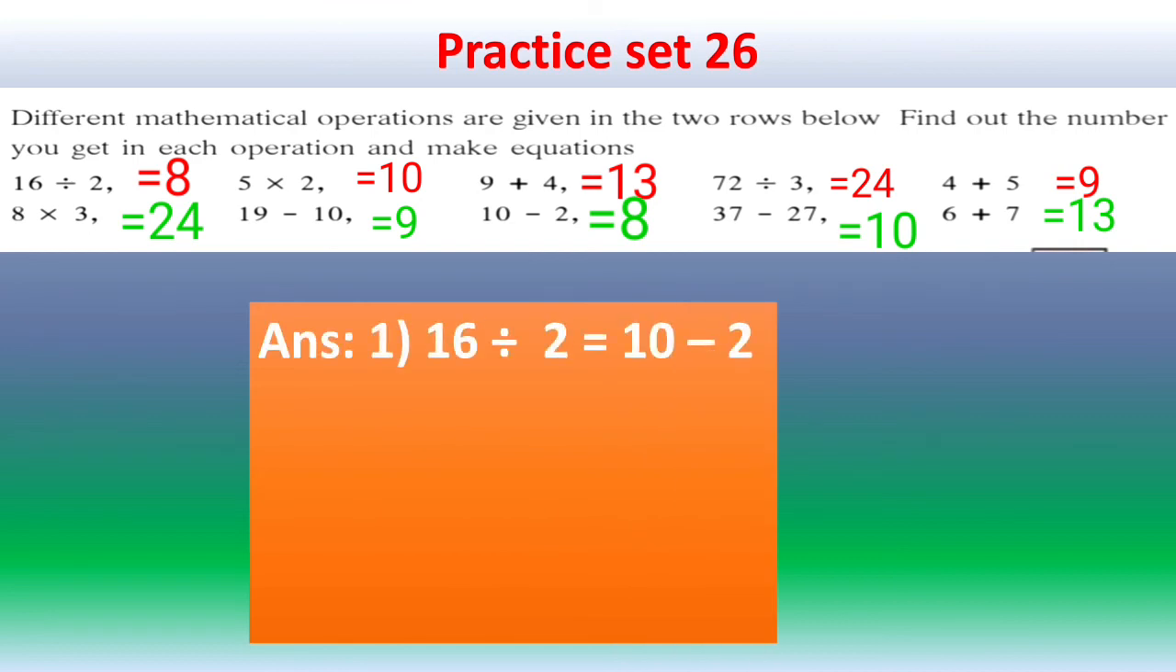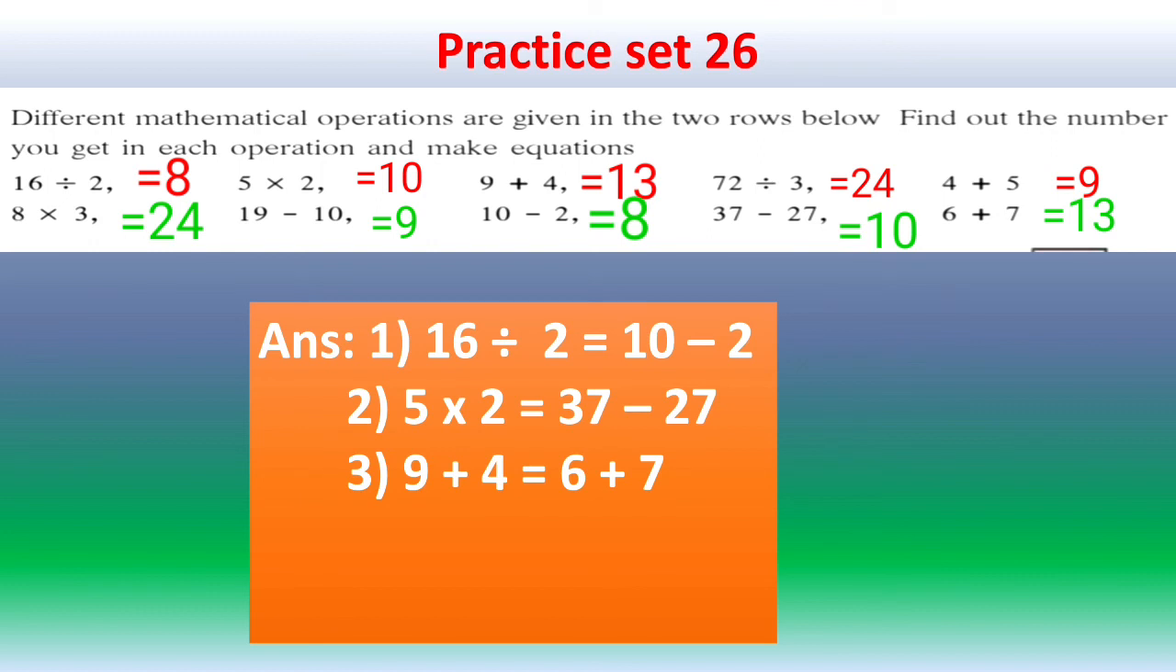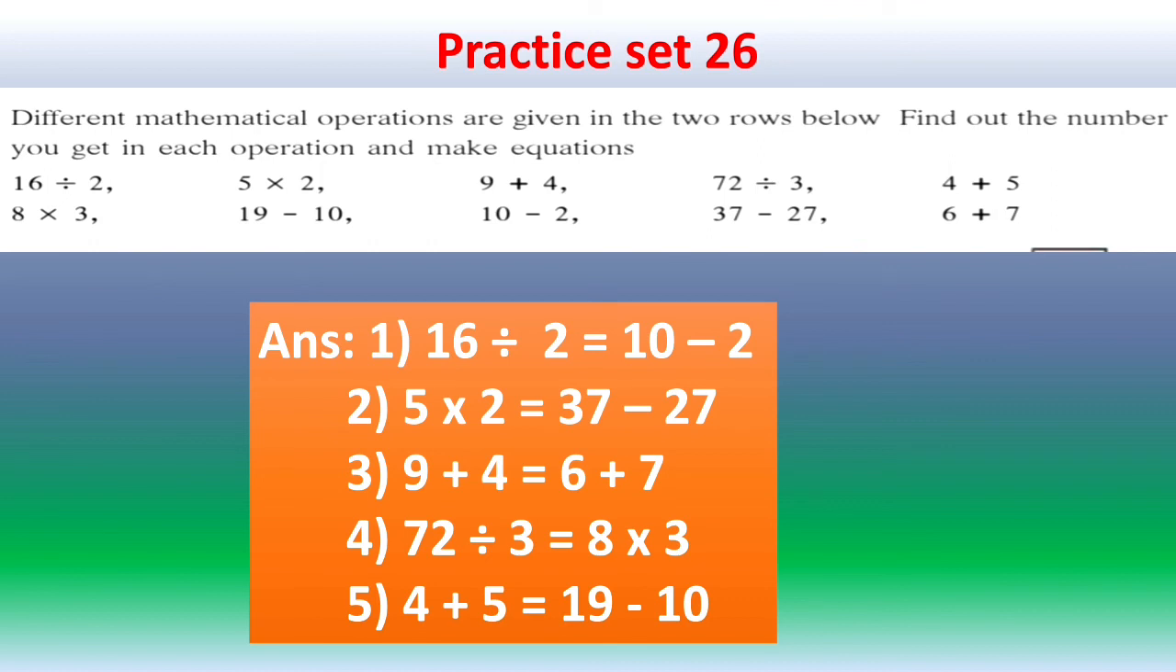So our answer is: first, 16 divided by 2 we got 8, and which one we got 8 as the answer? 10 minus 2. These two are equal. Second, we got 5 into 2 is 10, and 37 minus 27 is also 10. So the left hand side is equal to the right hand side. The third one, 9 plus 4 is how much? 13, and which we got 13 as the answer? 6 plus 7. The fourth one, we got 72 divided by 3 is 24, and 8 3s is also 24. And the fifth one is 4 plus 5 is 9, and 90 minus 10 is also 9.